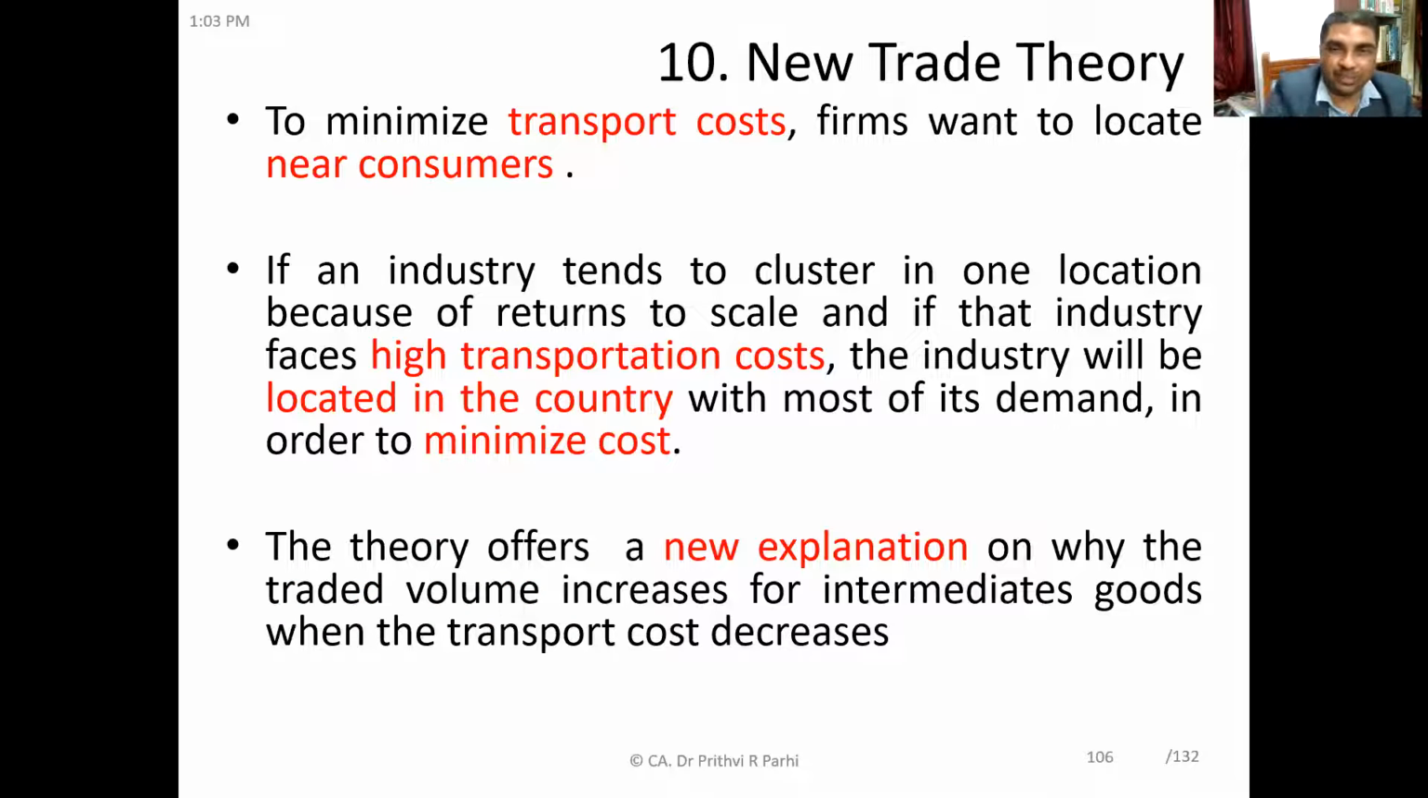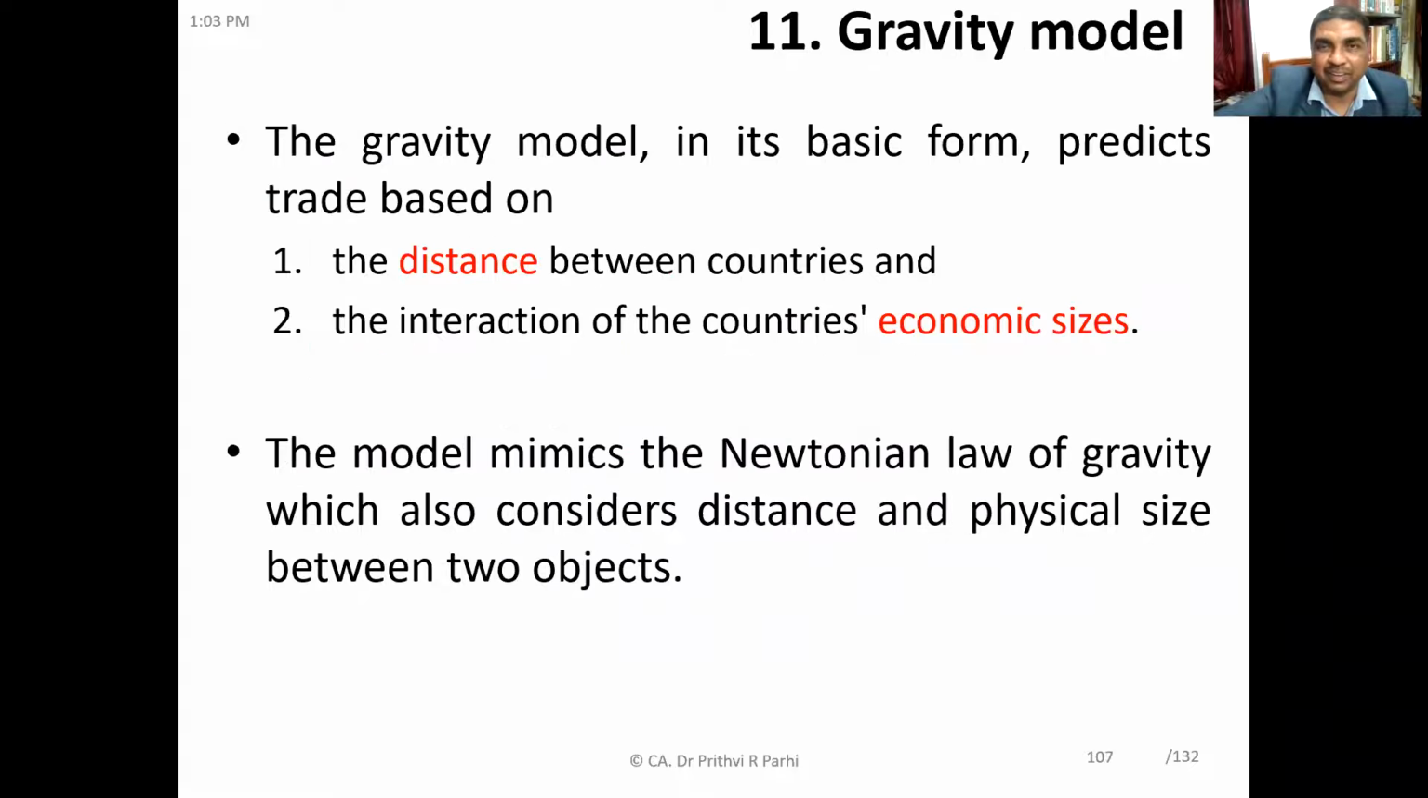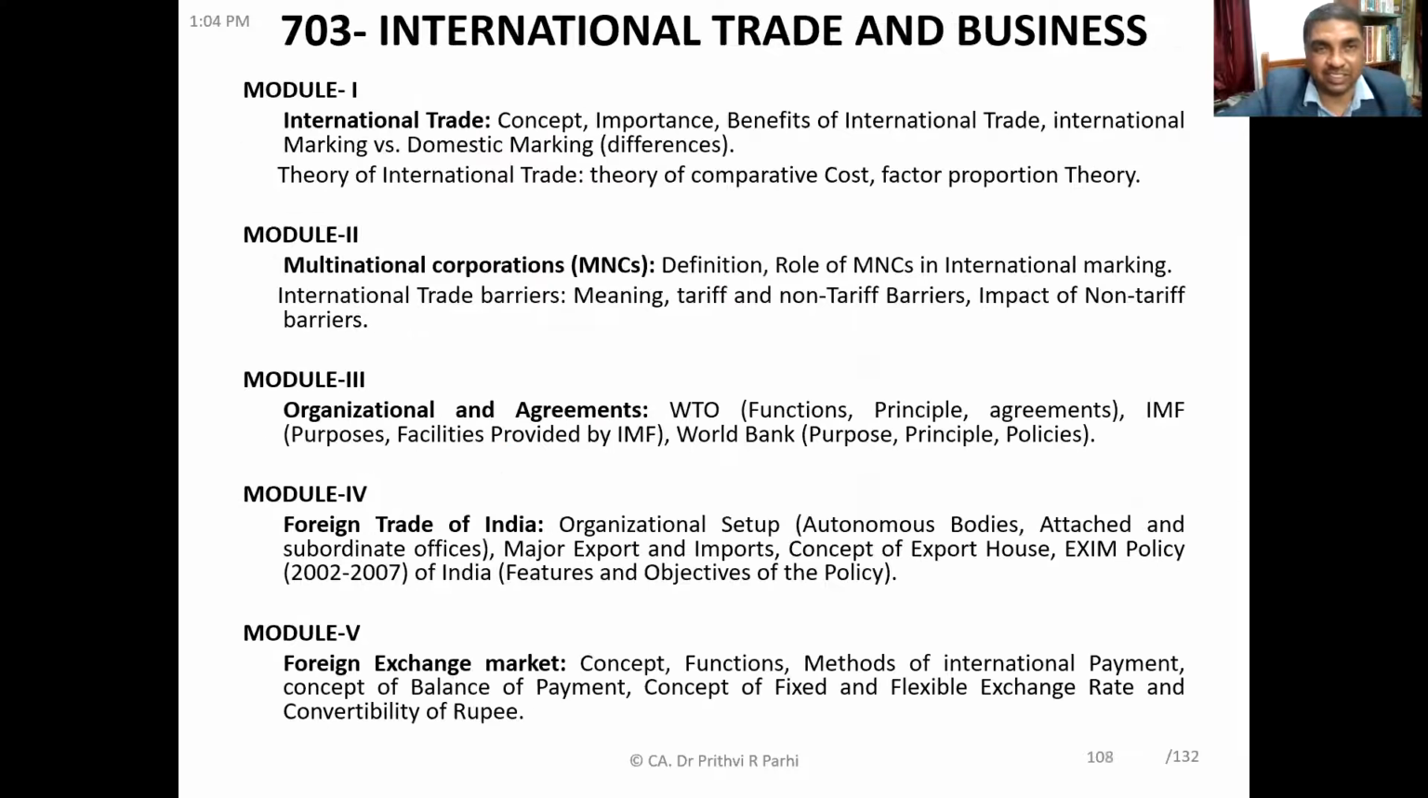The new trade theory suggests that maybe to minimize the transportation cost, countries participate in international trade. And lastly, the gravity model suggests that the volume of international trade depends upon the distance between the countries, and also it depends upon the economic sizes of these countries.